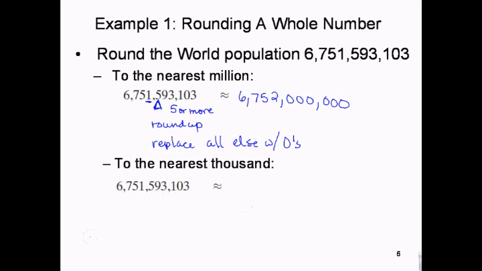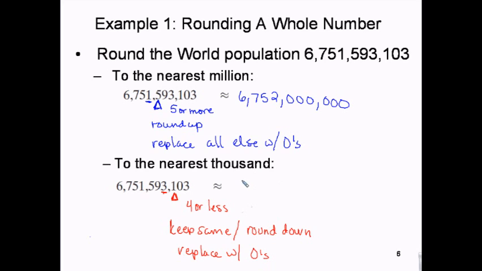Okay, rounding to the nearest 1,000, I am interested in this number here. So I need to look at that guy right there. And he is 4 or less. So I'm going to keep the same, or some people say round down. D-O-W-N, not U-P, okay. And then replace with zeros.